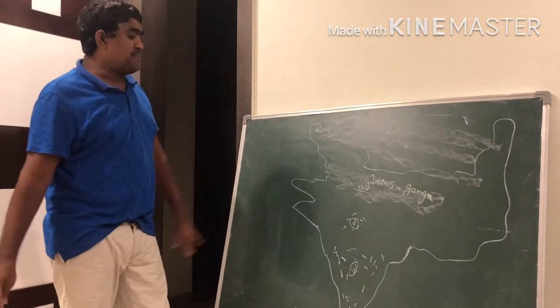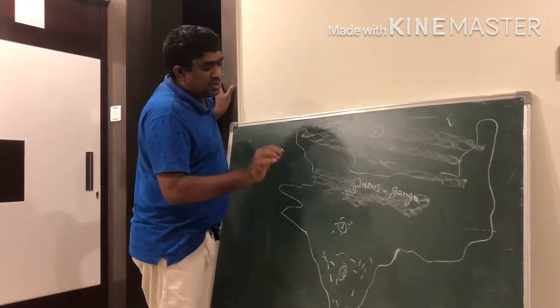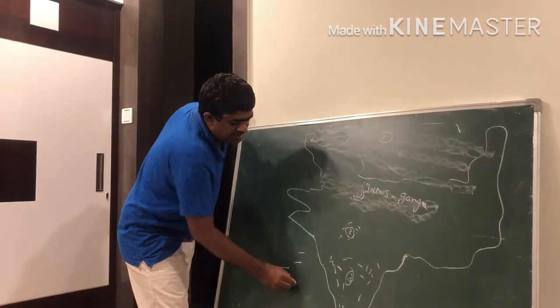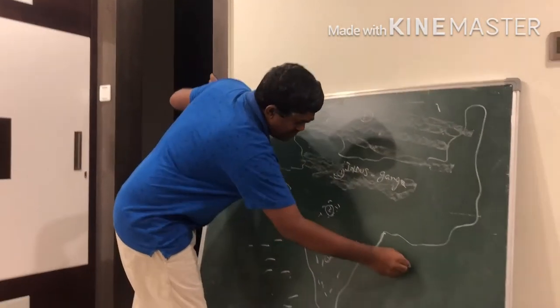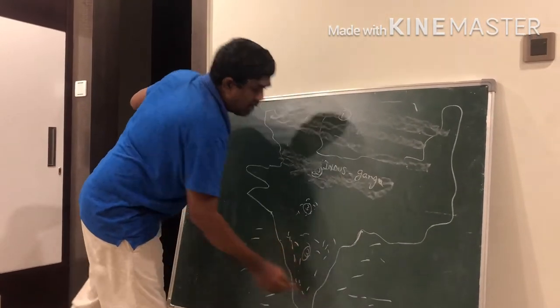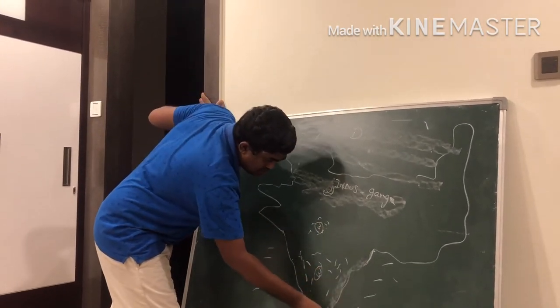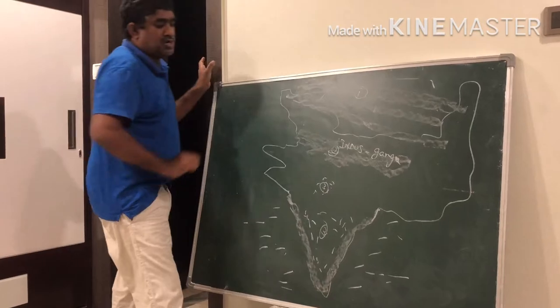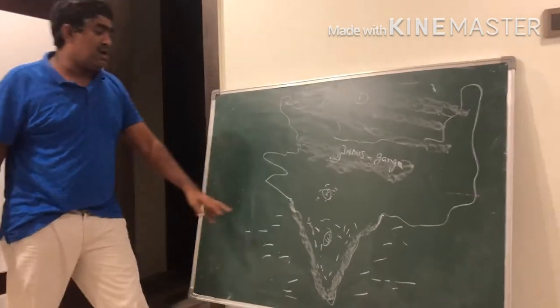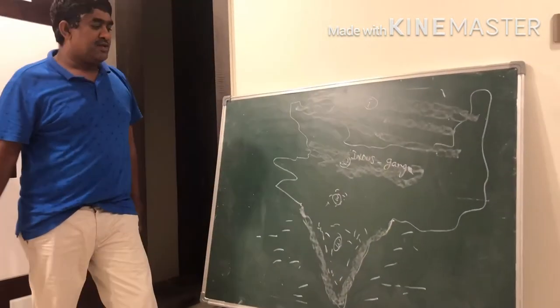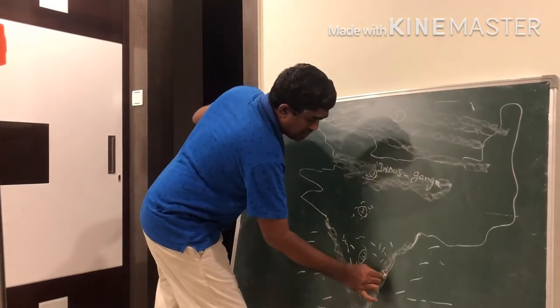After the Plateaus, we have to discuss the Coastal Plain. Coastal Plain means, this is the Arabian Sea and this is the Bay of Bengal, and the landmass near the seashore is called the Coastal Plains. So this is number four, Coastal Plains.